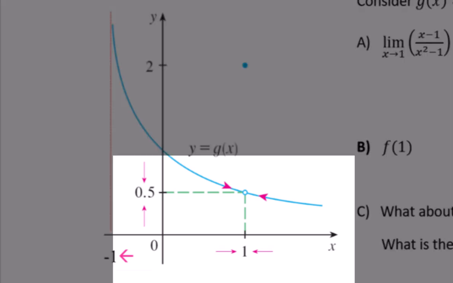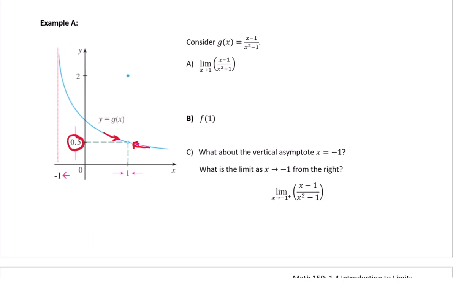If we were to look just at the function g of x, we would see that as x is approaching 1 from both the left and the right-hand side, the function is approaching 0.5. Therefore, we would say the limit as x approaches 1 of x minus 1 over x squared minus 1 equals 0.5. The equation given for g is not defined at 1, we have a hole.